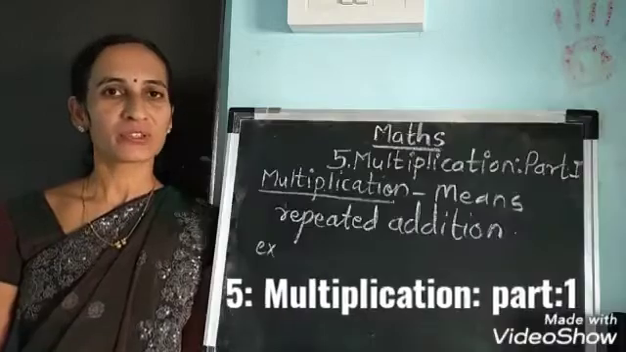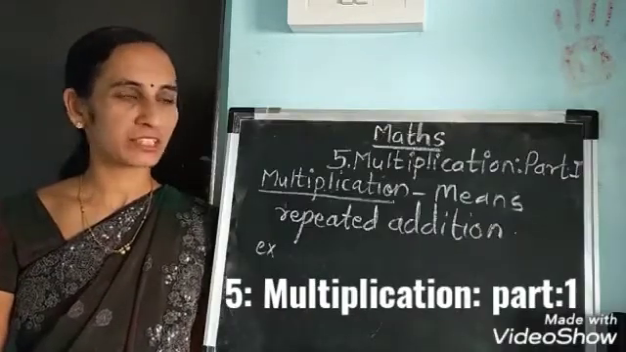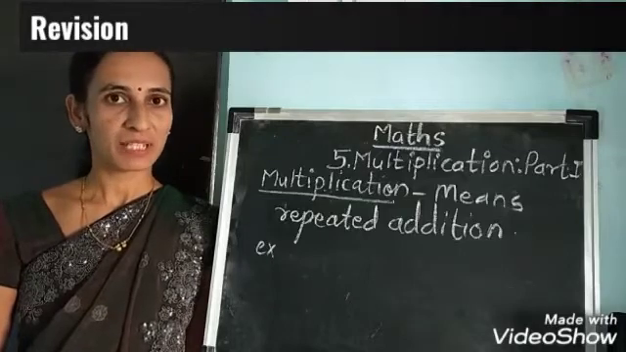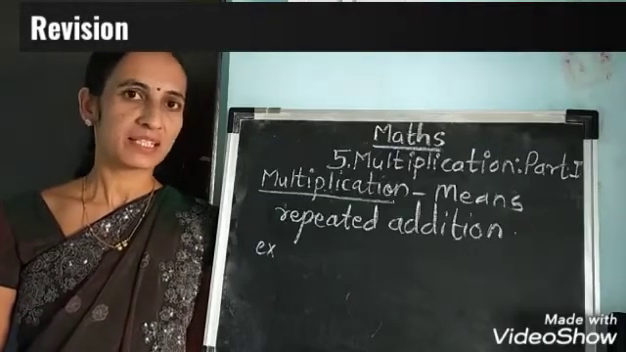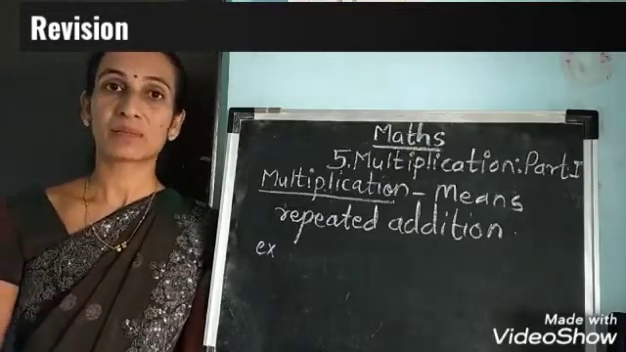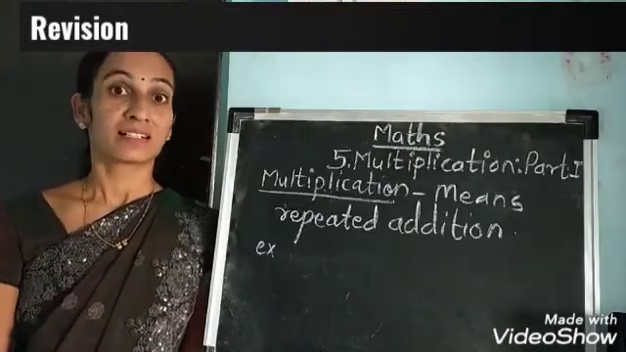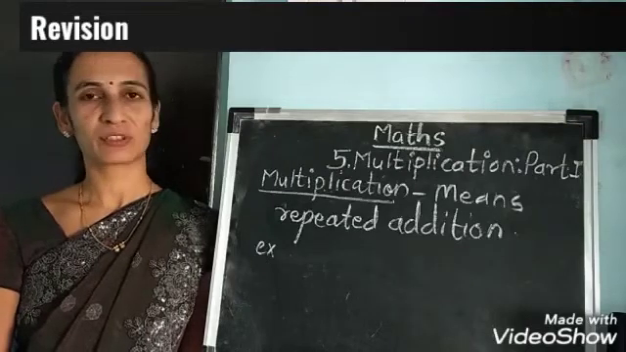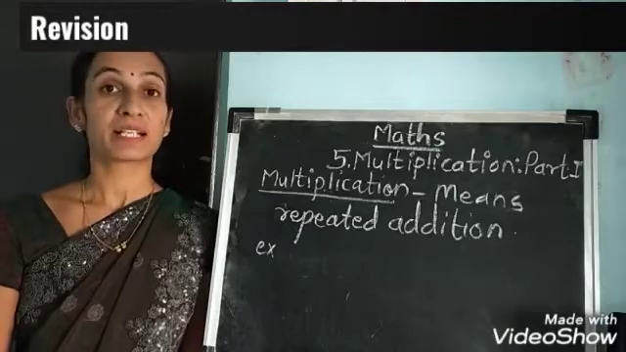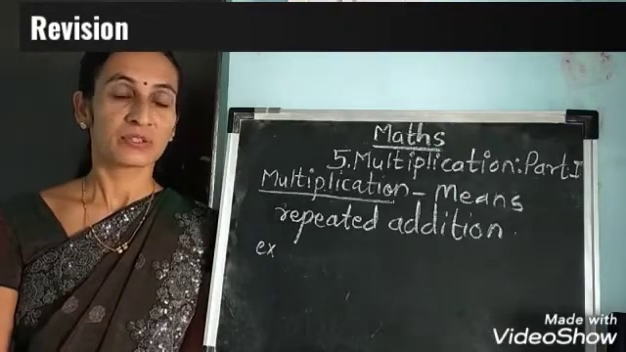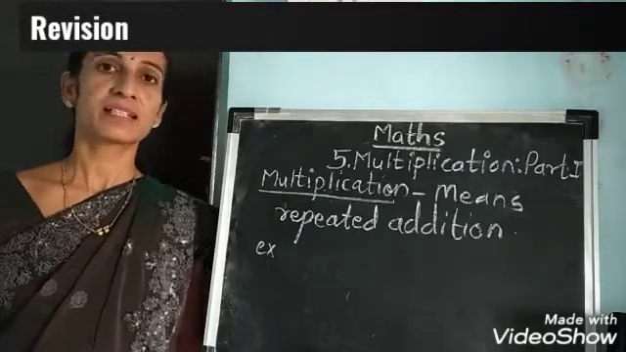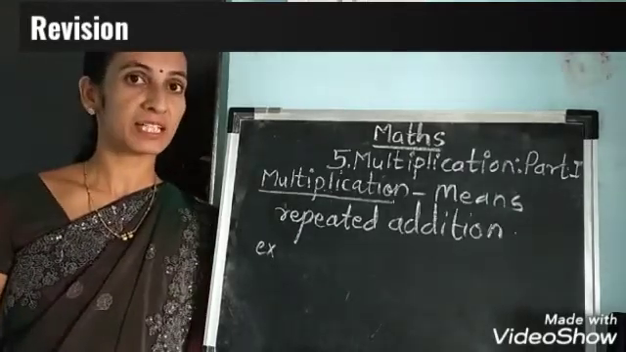Students, today we are going to start a new chapter, multiplication. Lesson number 5. What is meant by multiplication? Multiplication means repeated addition. The best example of multiplication is your tables. You may feel bored learning the tables, but tables are needed. It is the basic of maths, so you must learn the tables. See how tables are an example of multiplication.